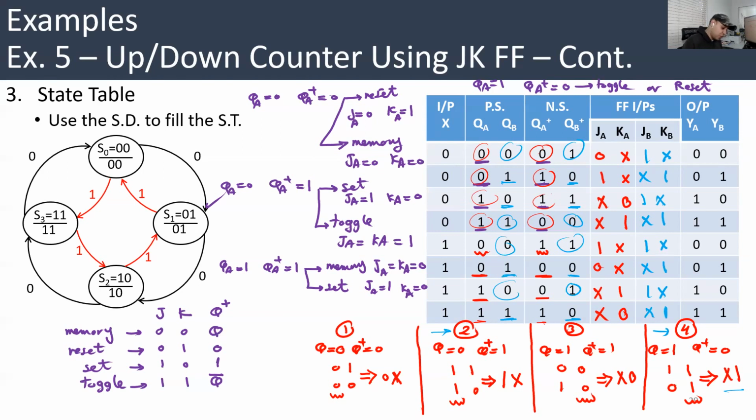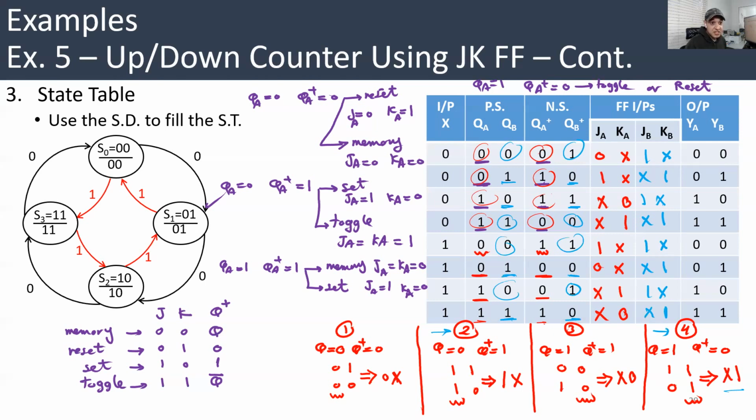Okay, yeah. QB and JB and KB, we are just going to toggle between rule 2 and rule 4. That's basically the nature of the problem. It's a coincidence. Okay, guys, that's the state table.